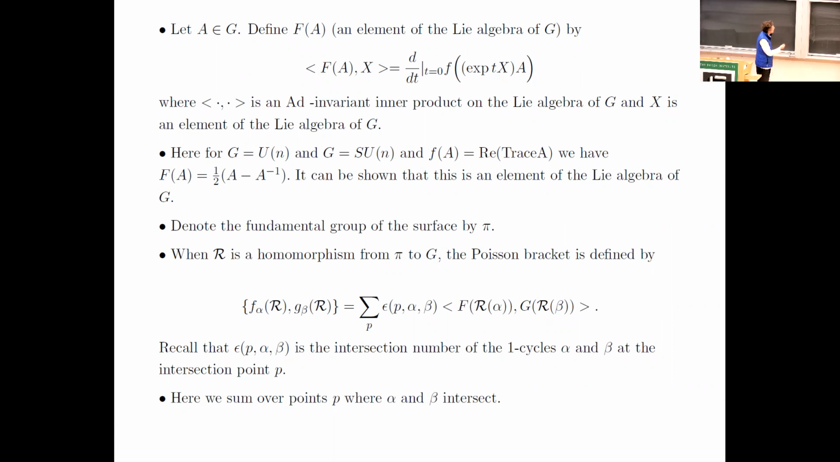So Goldman and Lawton write the Poisson bracket of these two functions, f sub alpha and g sub beta, as the inner product of F of r(alpha), beta, r of alpha, and G of r of beta. The inner product is just the Killing form on the Lie algebra. And you're summing over the points where alpha and beta intersect.